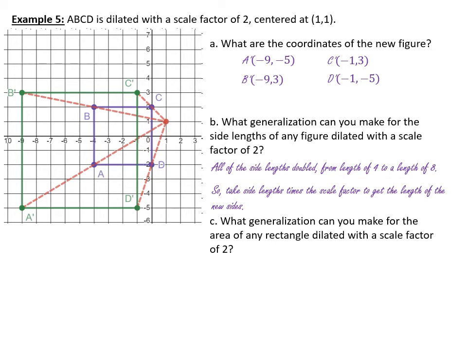What generalization can we make about the area? Well, the original area is 4 by 4, that's 16. Well, it kind of looks like I could fit 4 of those in, so the area was quadrupled. So we take 2 squared, or 4, times the original area to get the new area.